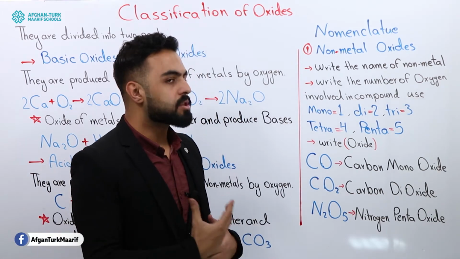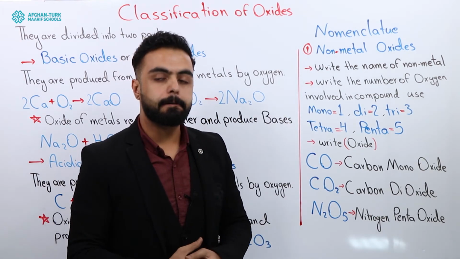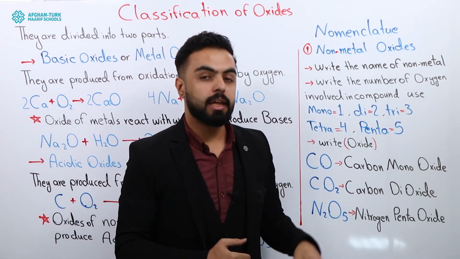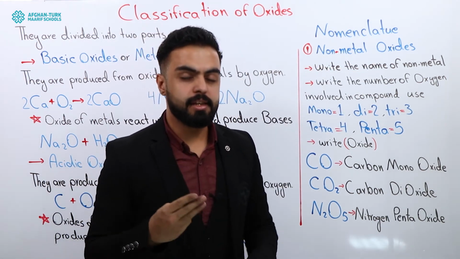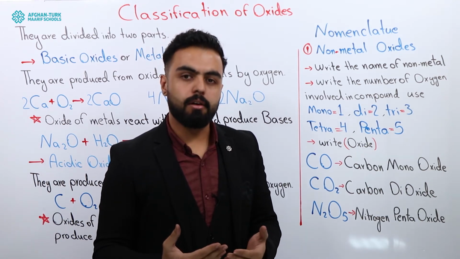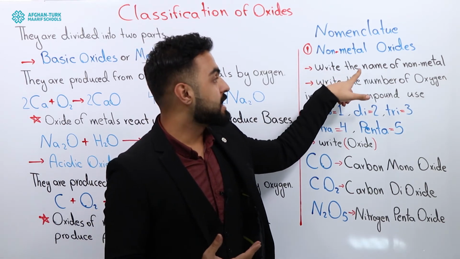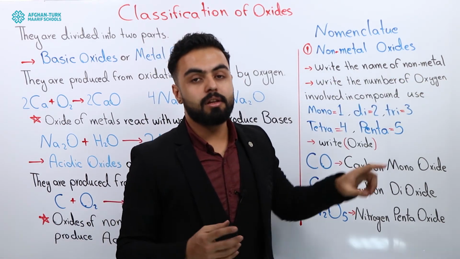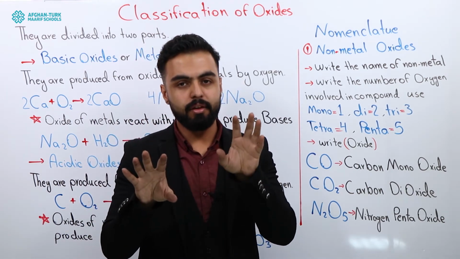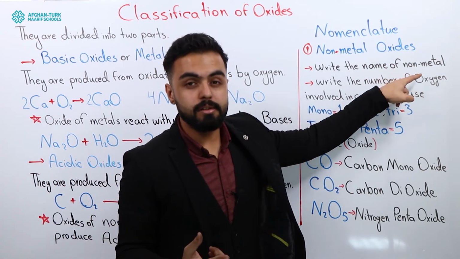Now let's start with the nomenclature of the oxides. First, non-metal oxide. Here we have three steps on how to name the oxides of non-metals. First, you should write the name of the non-metal, because the compound is made of two parts. First is a non-metal and there is oxygen. So you should first write the name of the non-metal.